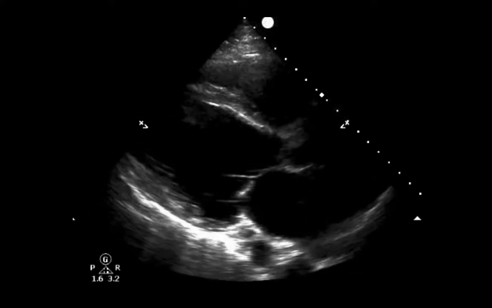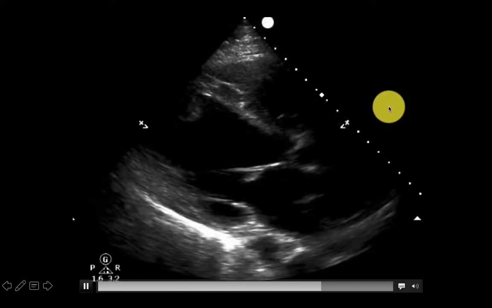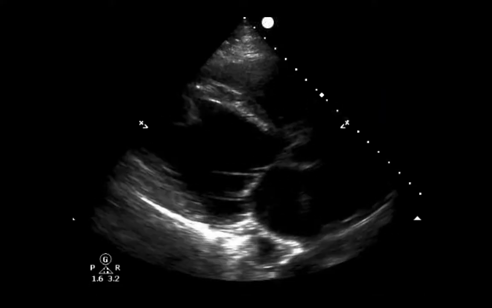Again, look at the tip of the mitral valve. You'll notice here that it hardly comes near the septal wall. So this is a heart with a pretty severely reduced ejection fraction.